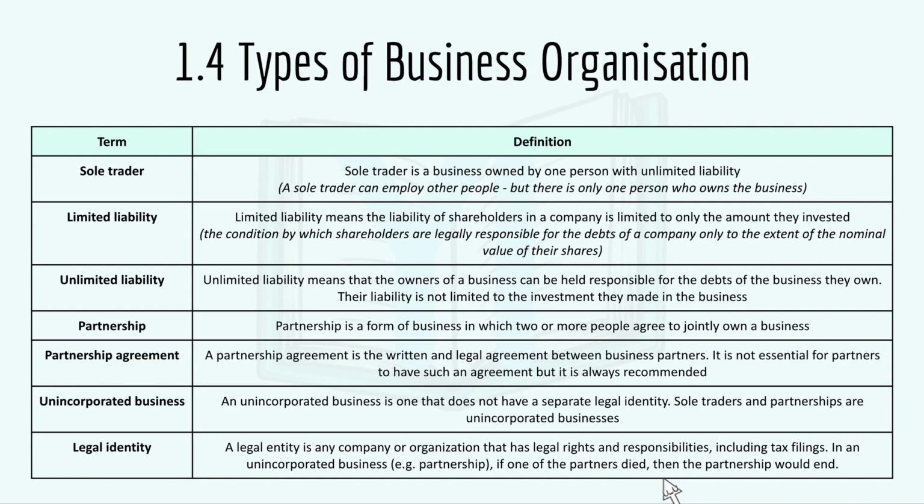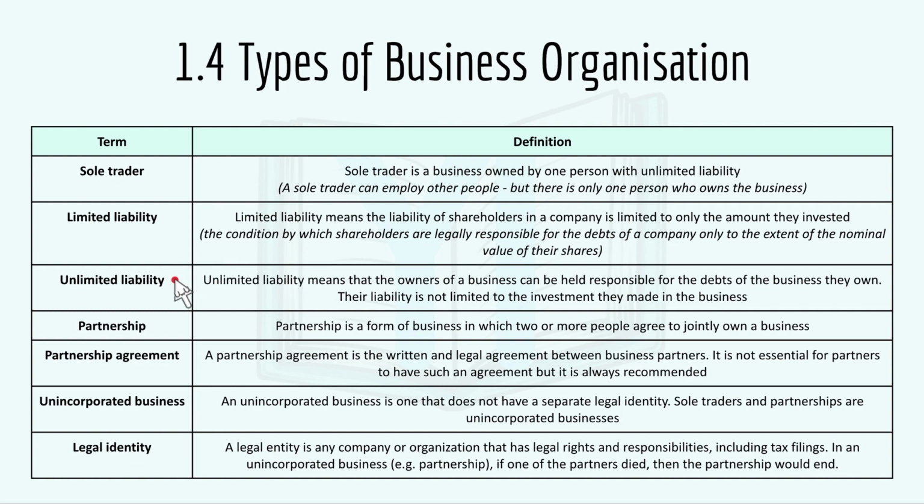Then lastly, we have some key terms for 1.4 specification, the types of business organization. Sole trader is a business owned by one person with unlimited liability. A sole trader can employ other people, but there's only one person who owns the business. Limited liability means the liability of the shareholders in the company is limited to only the amount they invested, the condition by which shareholders are legally responsible for the debts of a company only to the extent of the nominal value of their shares.